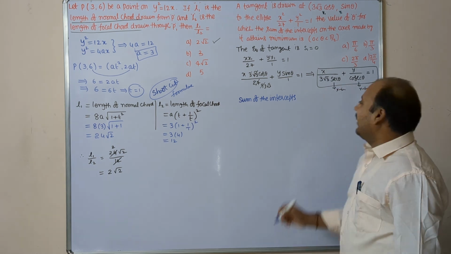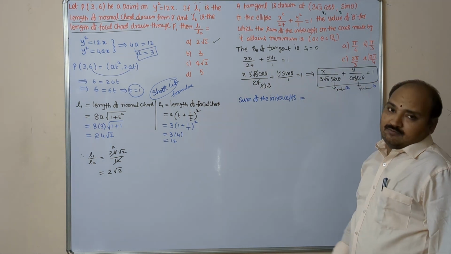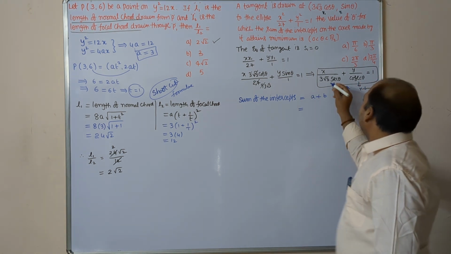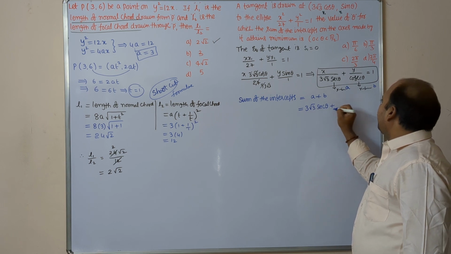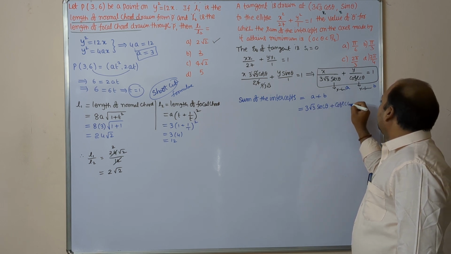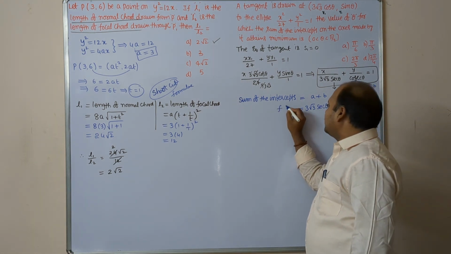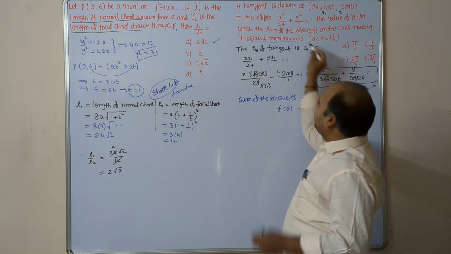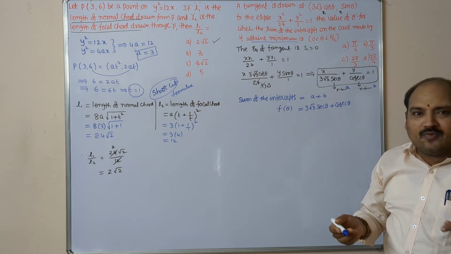So x intercept and y intercept. X intercept denoted by a, y intercept denoted by b. So a plus b is equal to 3 root 3 secant theta plus cosecant theta. Sum of the intercepts in terms of theta is there. So this is the function I am taking as f of theta. It attains a minimum. So for maxima or minima, what do we need to calculate?